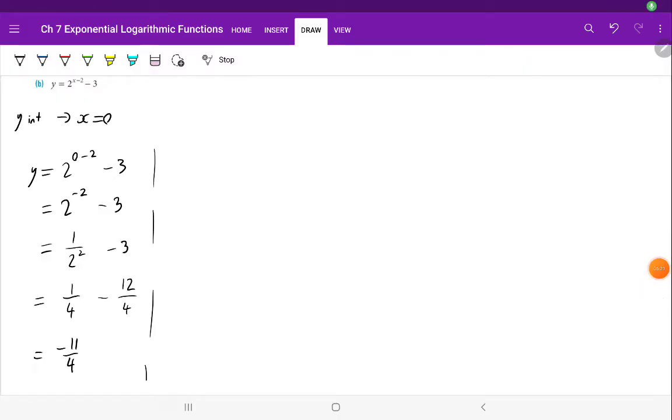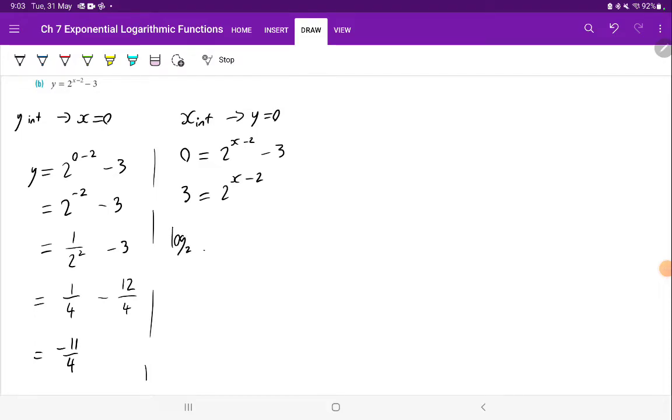Alrighty, now let's do our x-intercepts. Well, that's when y is equal to 0. We get 0 is equal to 2 to the x minus 2, minus 3. Add 3 to both sides. Take log base 2 of both sides. That cancels out the 2s, so we're just left with x minus 2 on the right-hand side. Add 2 to both sides.